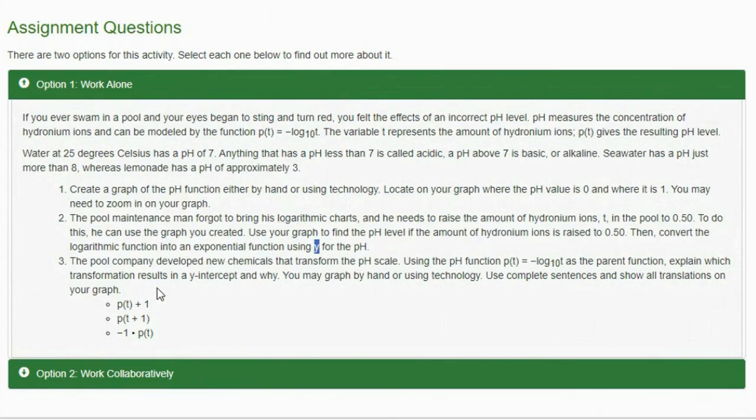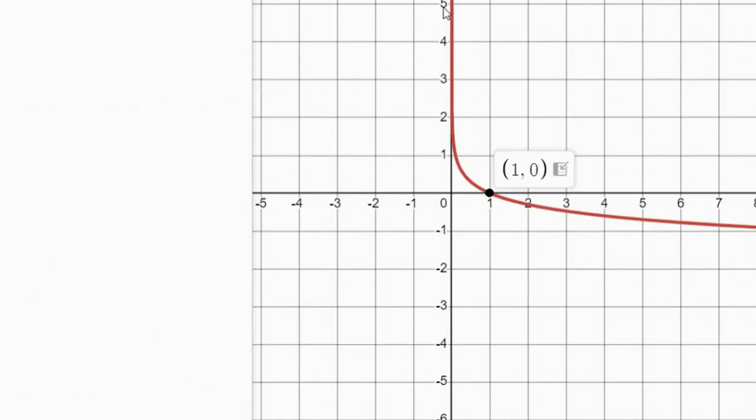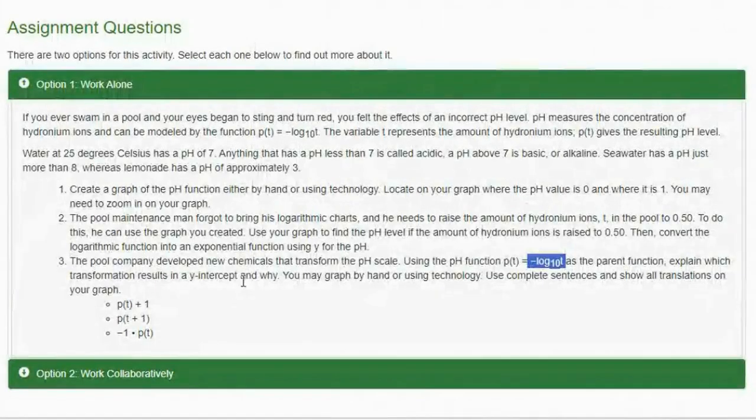Then the pool company developed new chemicals to transform the pH scale. So using the same function, negative log base 10 of T, as a parent function, which transformation results in a y-intercept? Because as we looked at it, it doesn't have a y-intercept right now. But which one of these three choices will give it a y-intercept? So that's what this week's assignment is. You've got to make this Google Doc and all this stuff.